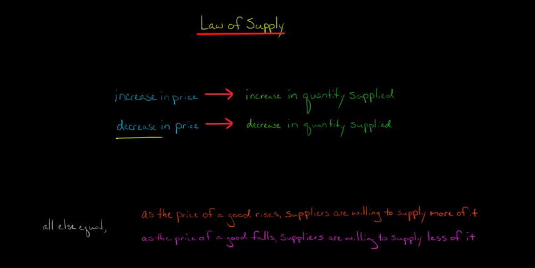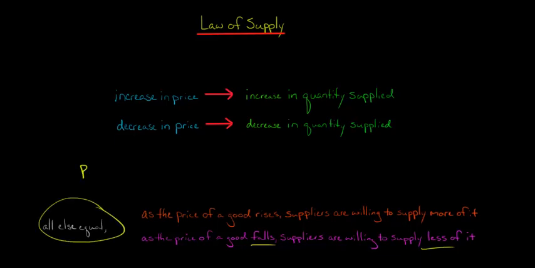So let's think about ice cream. As the price of ice cream goes up, as it rises, ice cream suppliers are going to be willing to supply more ice cream. But if the price of ice cream were to go down, if it were to fall, then ice cream suppliers would be willing to supply less and less of it as the price goes down. And we're holding everything else constant, all else equal, ceteris paribus.